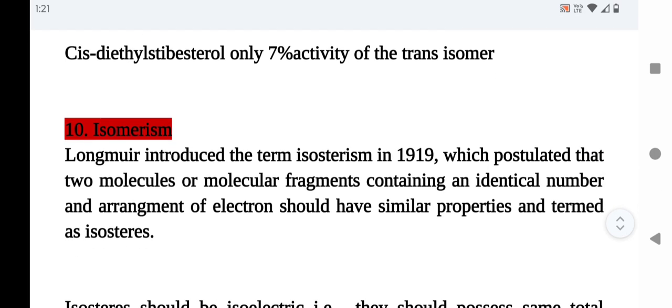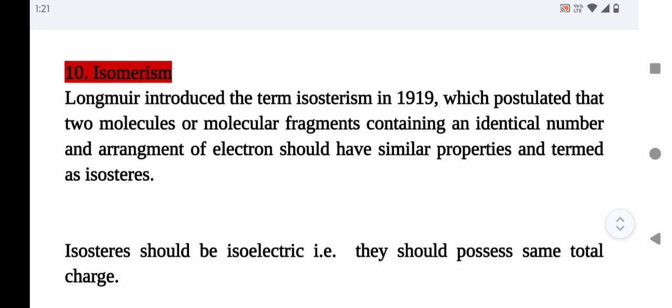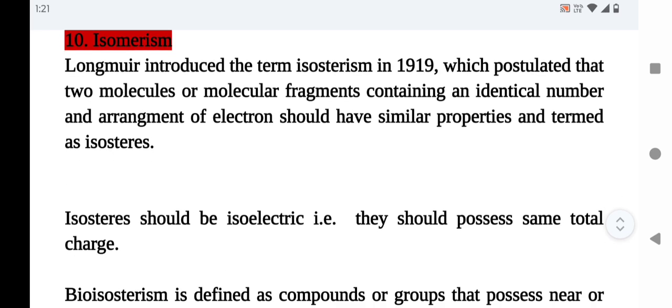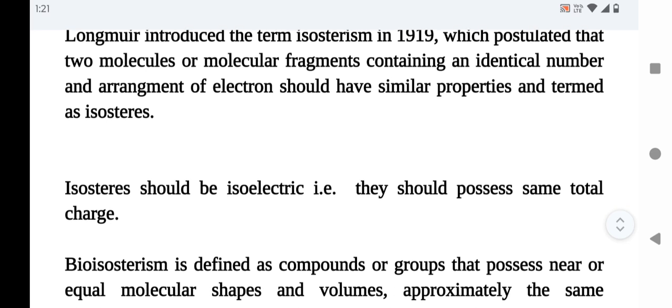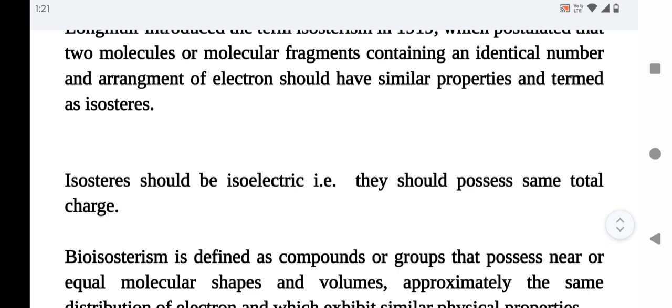10th है isosterism. Langmuir introduced the term isosterism in 1919, which postulated that two molecules or molecular fragments containing an identical number and arrangement of electrons should have similar properties and termed as isosteres. Isosteres should be isoelectronic. They should possess the same total charge.